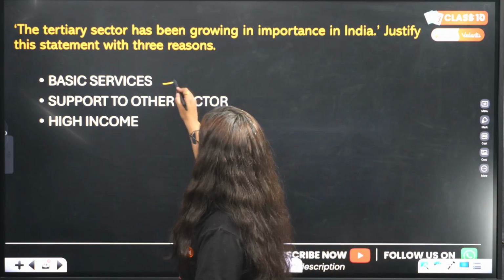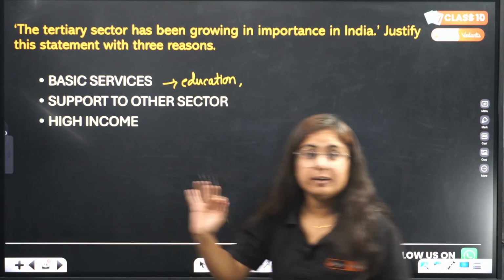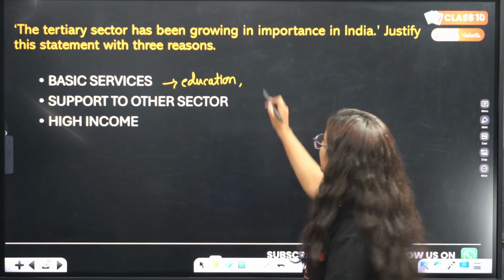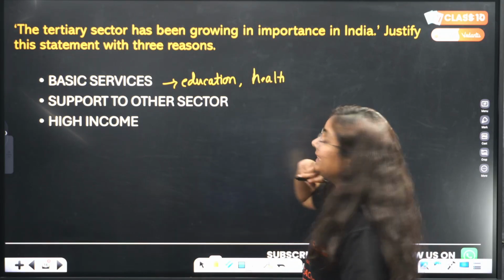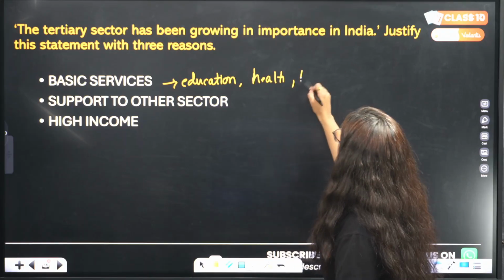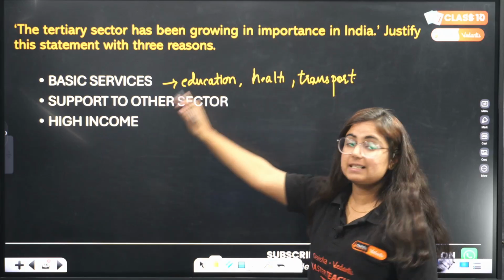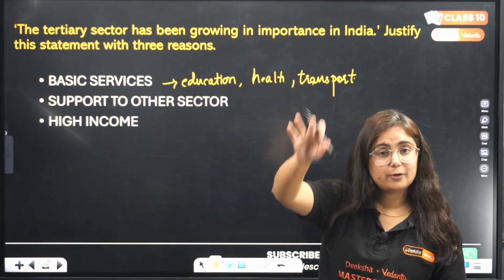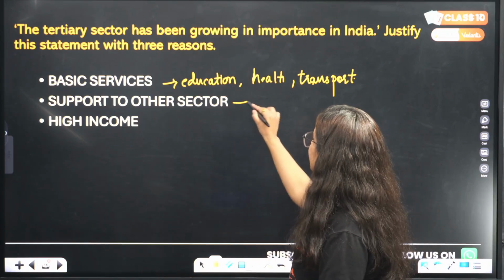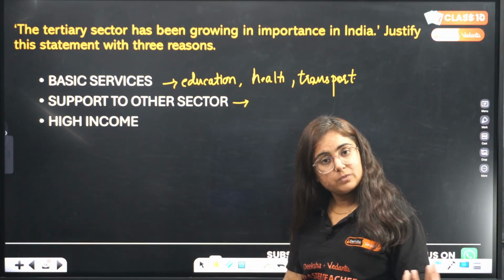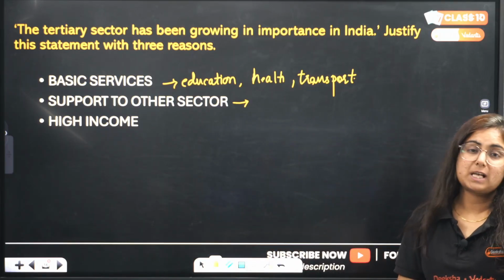Why? Because it provides basic services. Like you are going to study anyhow, everyone will study, and it is a service sector. Everyone will go to hospital if they are not feeling well, services. Everyone will use transport services. So there are certain basic services which are necessary for an individual right now. Okay? Other is support to other sectors. The tertiary sector provides service. Now when wheat is grown and taken to the market, it will be sold with the help of transport services.